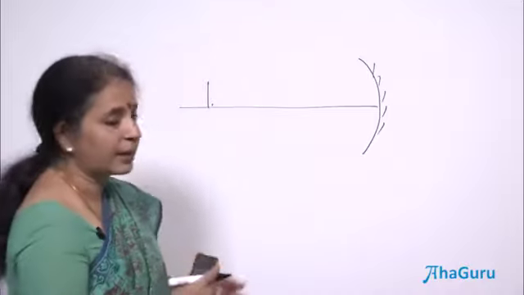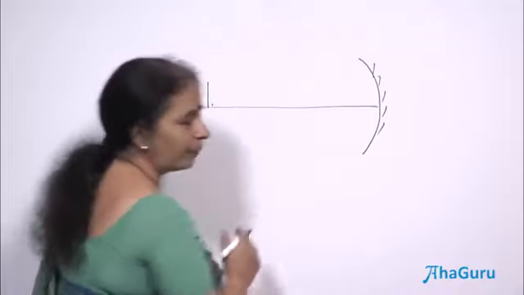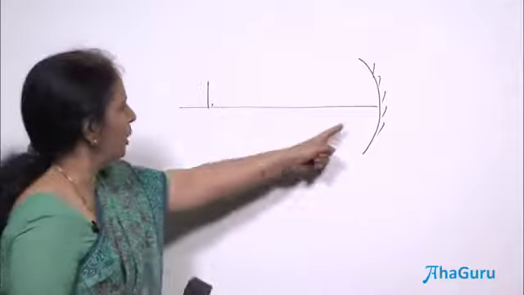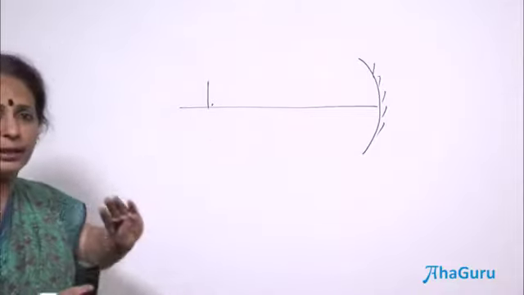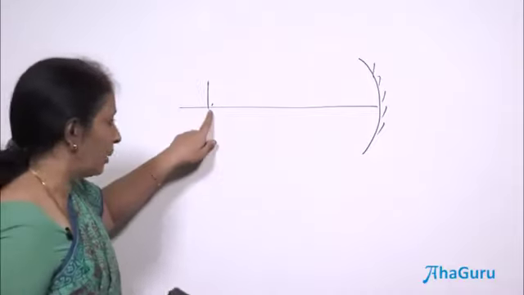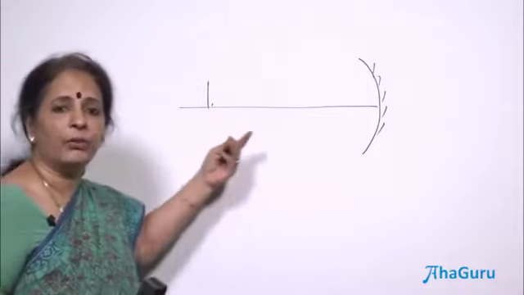The mirror is always kept on the right side, okay, and then naturally the object will be kept in front of it. This is what is known as in front of it. Do not say it is back of it, it is in front of it. So if I keep an object here, it is known as in front of it.